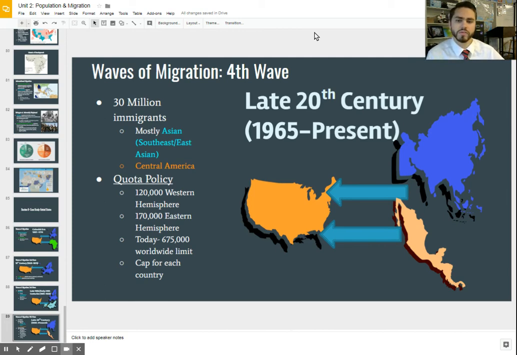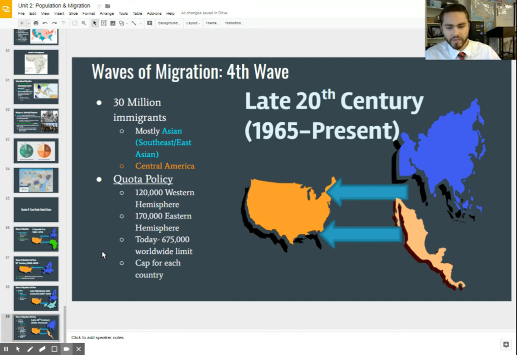And we see that quota policy that we talked about in the third wave really grow in this fourth wave. And they start realizing that, hey, we need to start setting specific numbers for different areas around the world. And so what they decided to do is that since we have these two areas, one from Asia and one from closer by in Central America, we'll set a policy where we can have a certain amount from the Western Hemisphere and a certain amount from the Eastern Hemisphere. And that's what you start seeing here in the mid 20th century. Eventually today, what we're seeing now is more of a countrywide cap for each country. There's a certain amount of people that are allowed to immigrate from each country, and once you've hit that limit, that's it for that year.